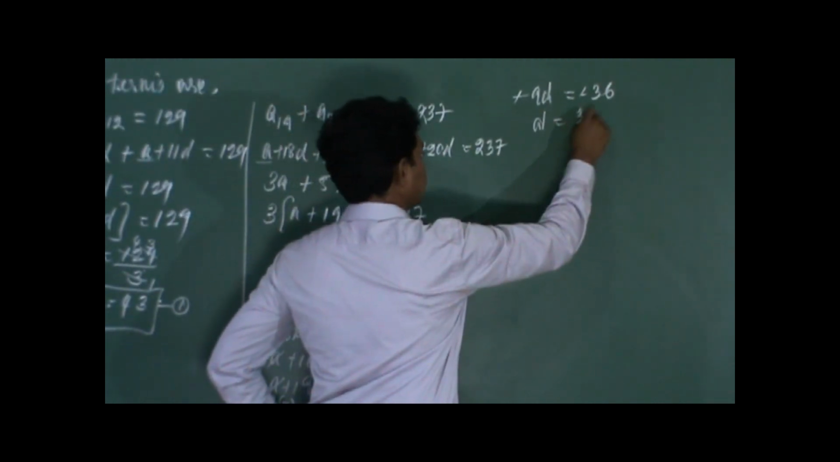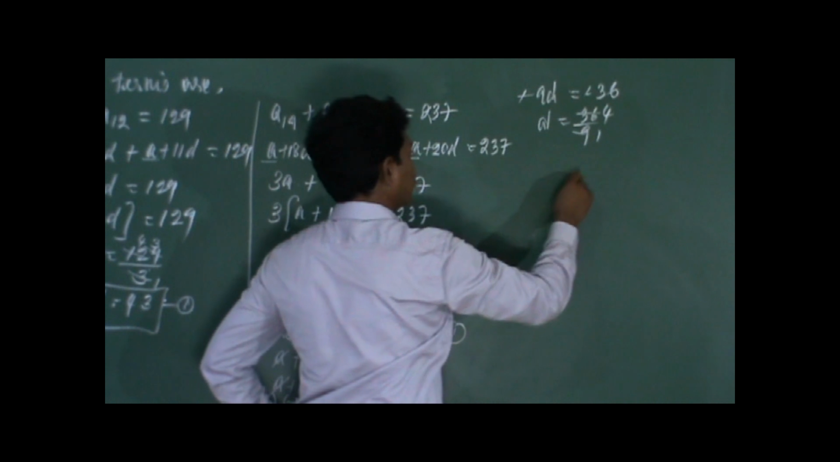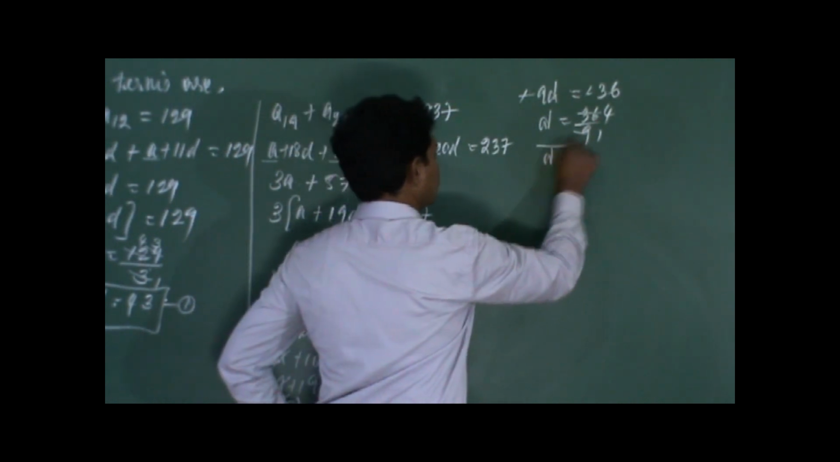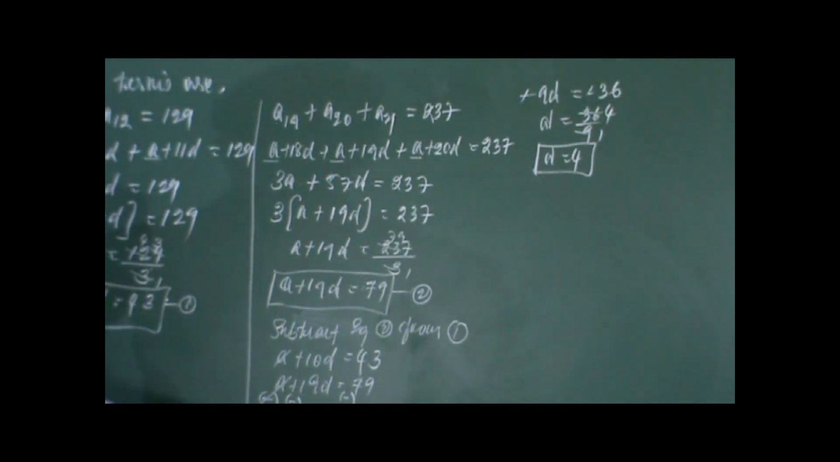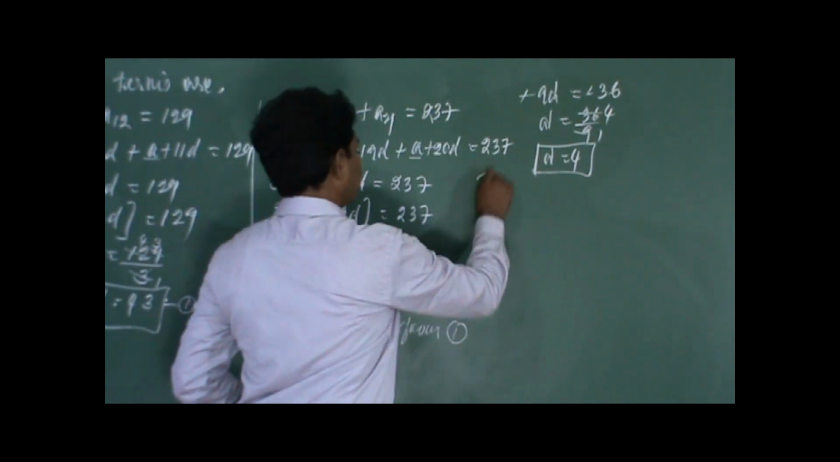So D is equal to 36 by 9, 9 fours are 36. So D is equal to 4. So we have got D. So now we have to find out the value of A. So select any one of the equations. So let us take this to find A.